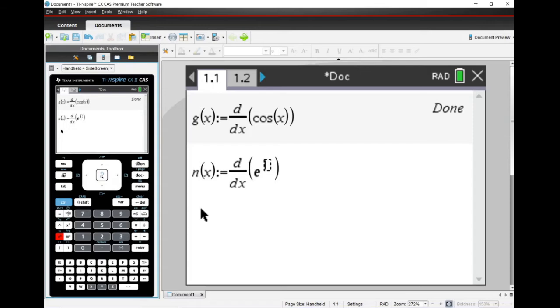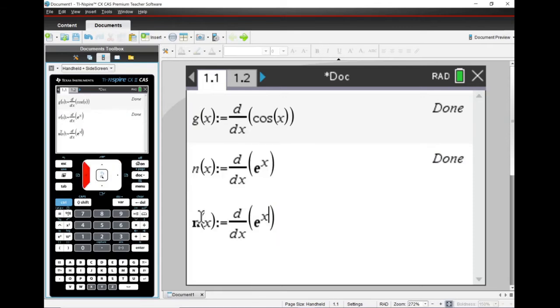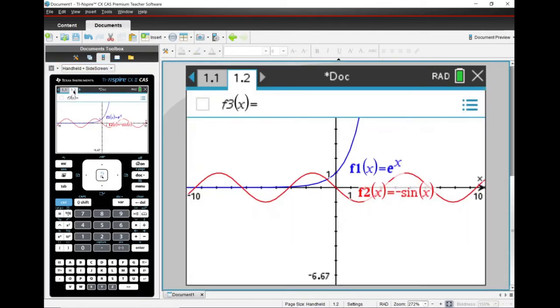So there's e to the x, and I hit enter, and that's awesome. Just in case you were wondering, the CAS function will tell me what my derivative is. Wait a minute, is it broken? It just gave me back the same thing. Nope, it turns out that's really the answer.